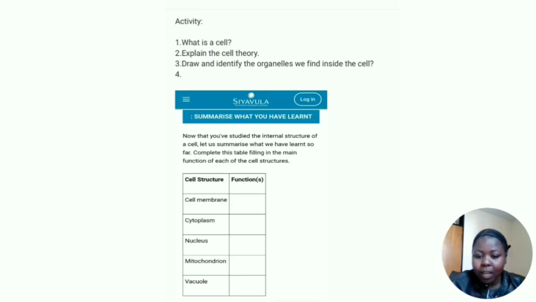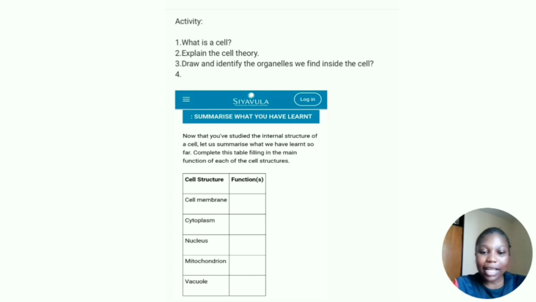Since we have discussed the cell theory and everything about the cell, now I'm going to hand over to my colleague Azile Madolo, who's going to take you through today's activity based on what you have learned so far. Hello learners, my name is Azile Madolo. I will be taking you through the activity for today on what we have learned so far.